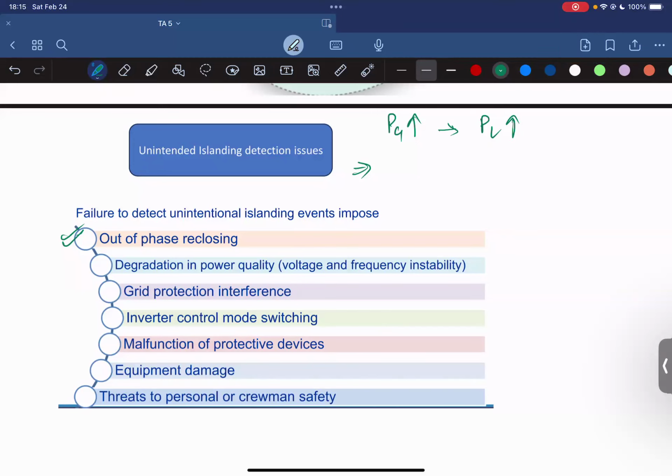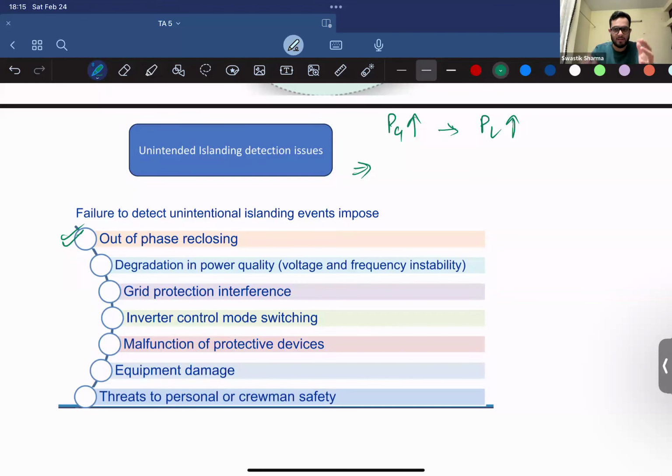Imbalance in the grid. So we have frequency imbalance. Frequency starts deteriorating because of the generation. If the generation is greater than load, frequency starts increasing, and when we have load greater than generation, the frequency starts decreasing. So let's say you had an unintentional reclosing to the main grid.